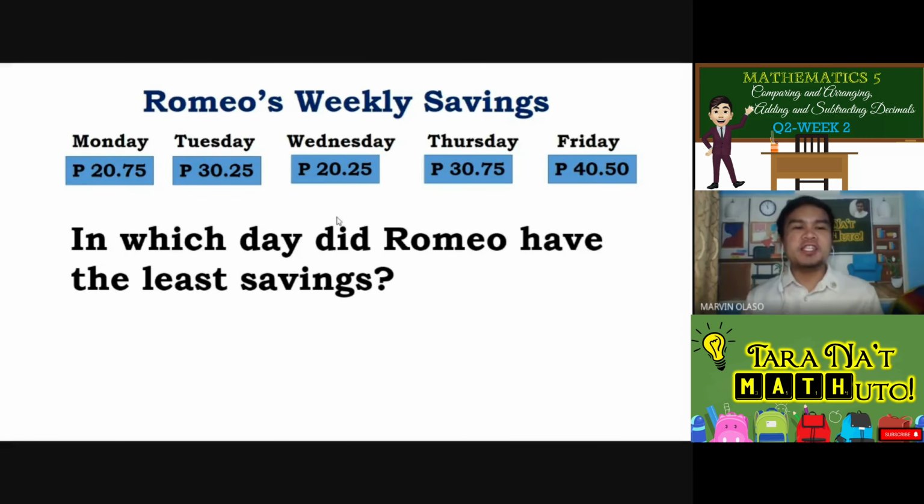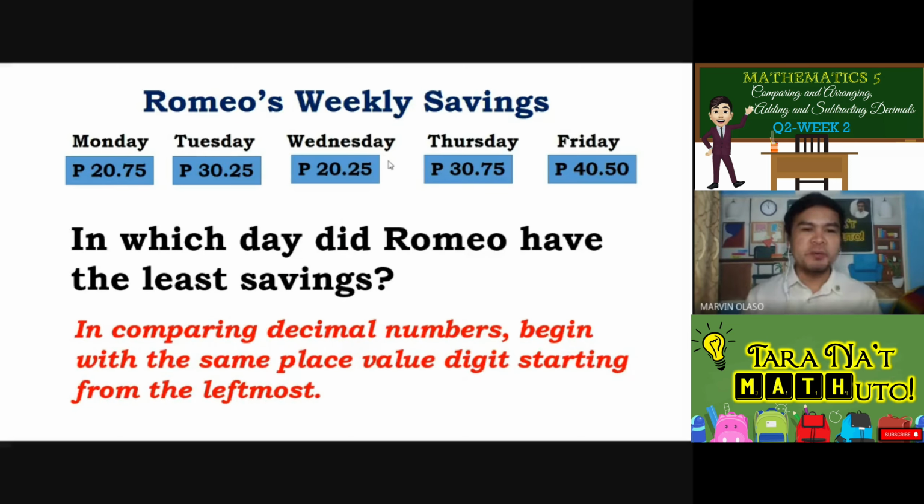Another question is, in which day did Romeo have the least savings? From greatest, we are going to find the least savings. Again, in comparing decimal numbers, begin with the same place value digits starting from the leftmost. So we'll look for the whole numbers. We have 20, 30, 20, 30, and 40. So we have the least value of 20, but Monday, Wednesday has the same whole number.